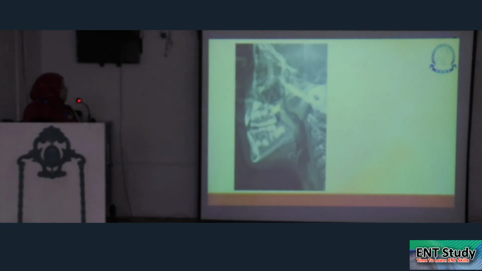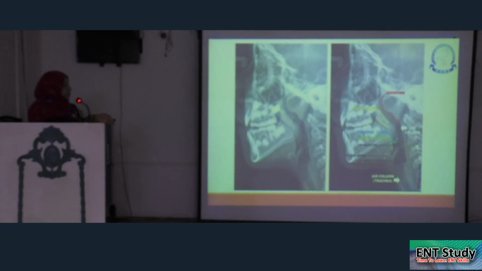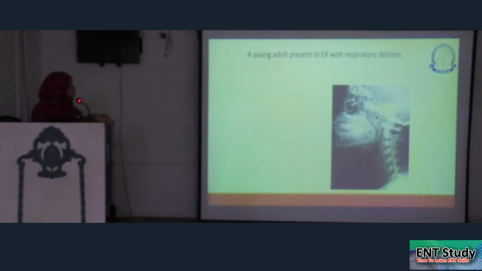This is the X-ray lateral of the neck. It shows a soft tissue density in the posterior superior aspect of the nasopharynx, which is causing indentation and displacement of the airway column. So it is the adenoid which indents the soft palate.